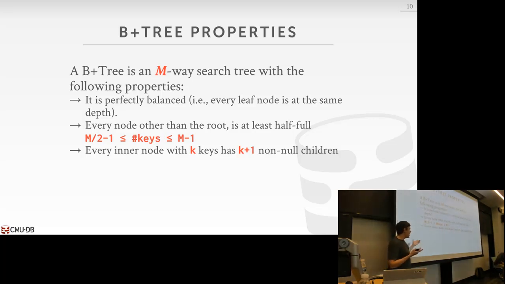And then the simple one is that every inner node, which I'll describe in the next slide, if you have k keys stored in your node, again, you can have up to n minus 1. If you have k keys, you're going to have k plus 1 non-null children. You have k plus 1 paths or pointers to children below.